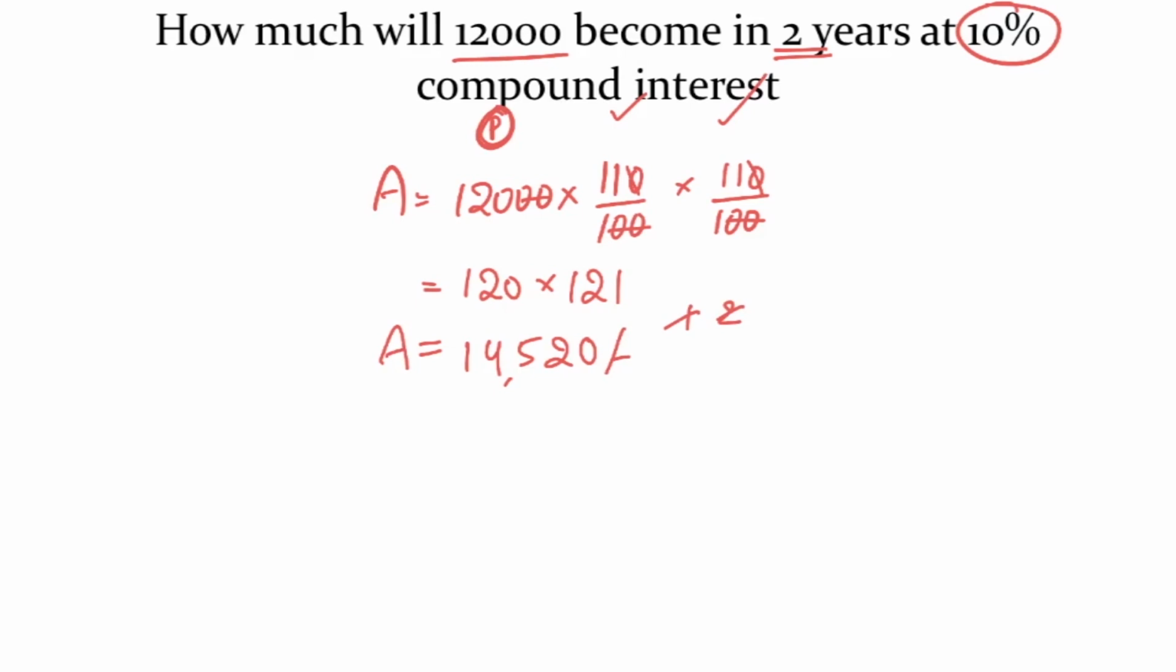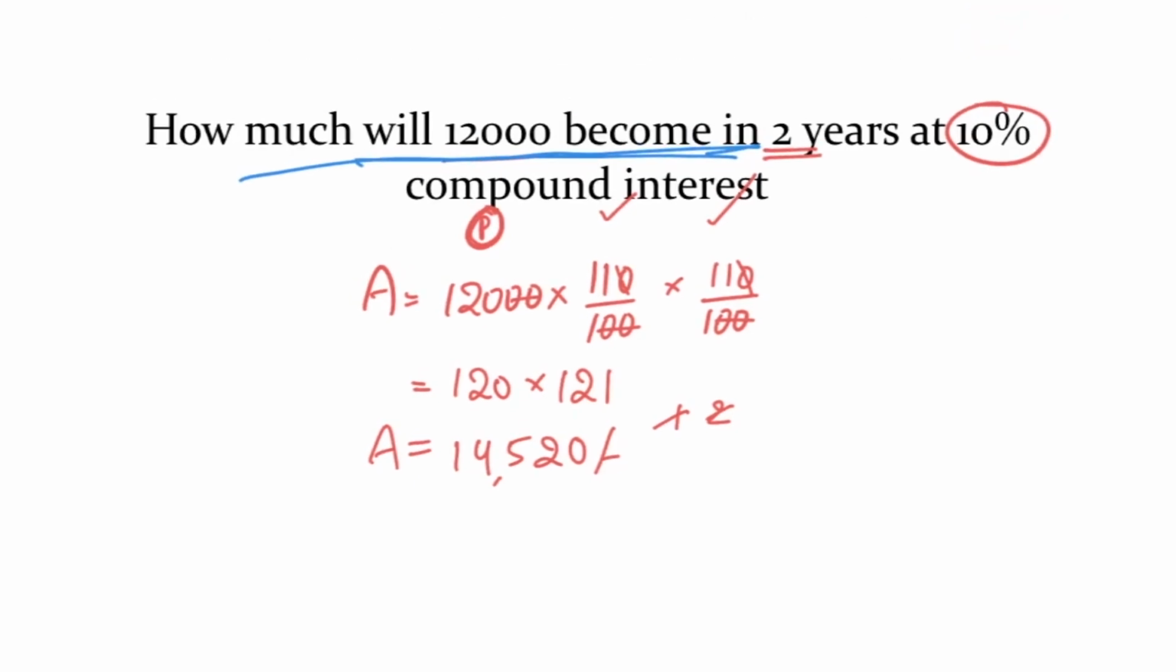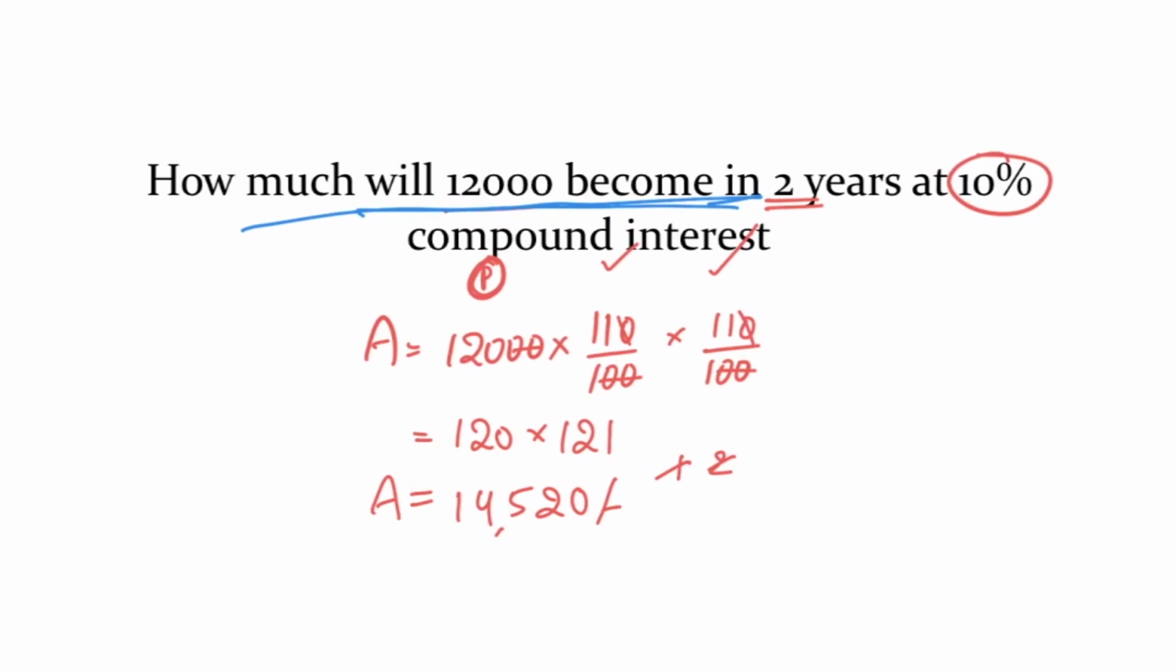Here, see, the requirement is compound interest or amount. How much will 12,000 become means amount is asked. For the same problem, to ask compound interest, you will get a different statement like how much will 12,000 give in 2 years at 10% compound interest, or how much will 12,000 yield in 2 years at 10% compound interest. Got it?